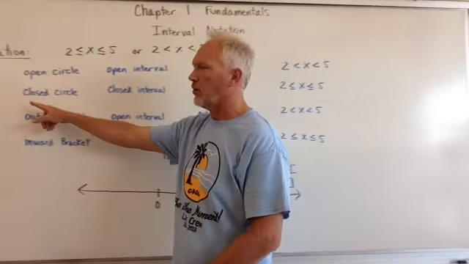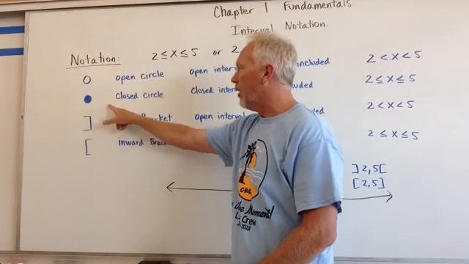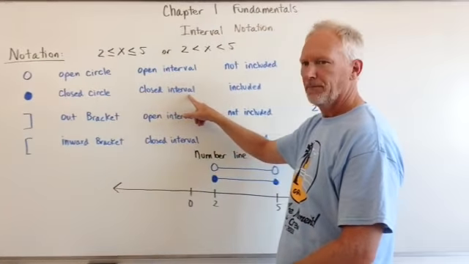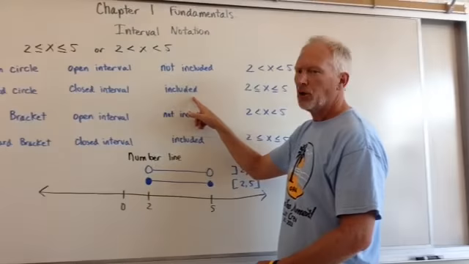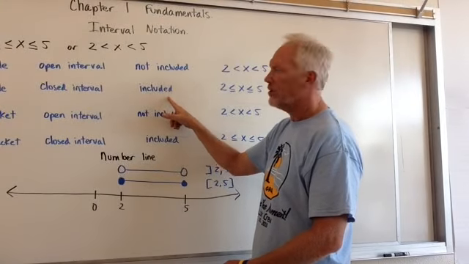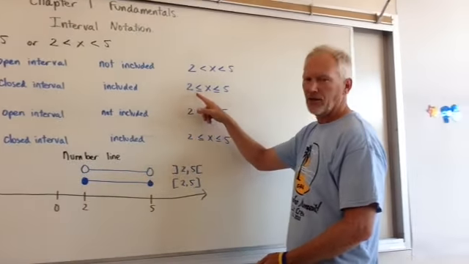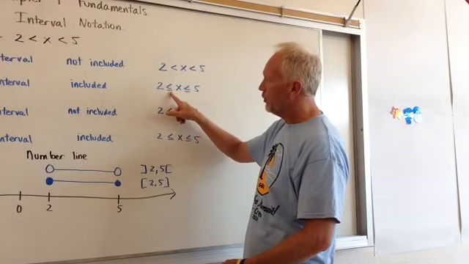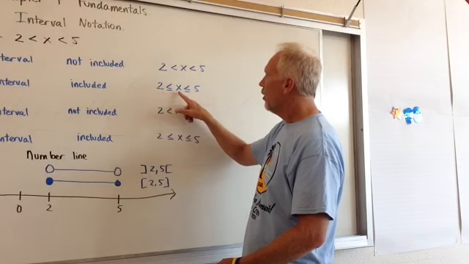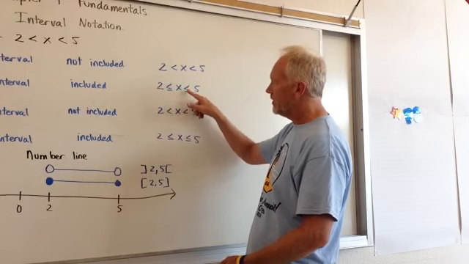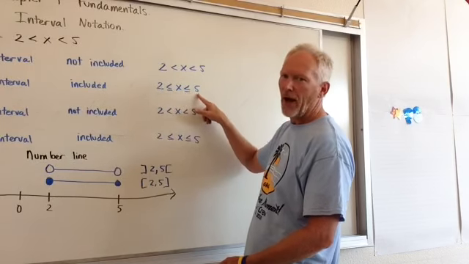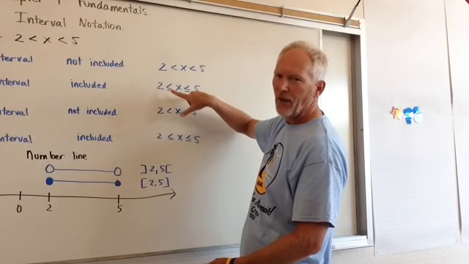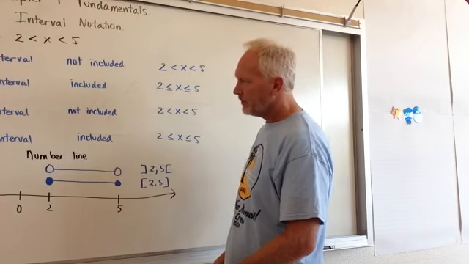With a closed circle, now we have a closed interval, and the numbers are included. As an example, we would see that x is greater than or equal to 2, and less than or equal to 5. So in this case, 2 and 5 are both utilized.